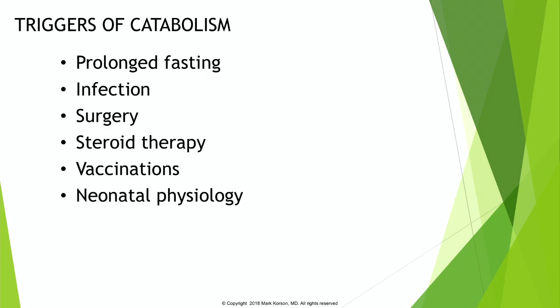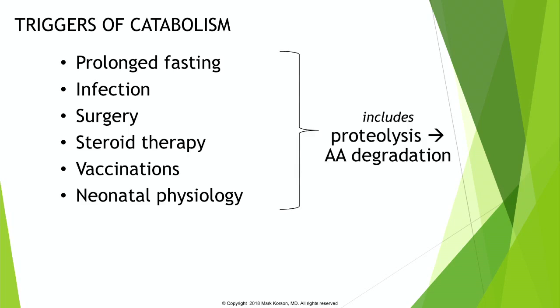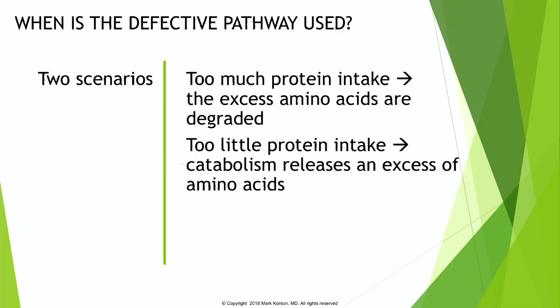Vaccinations, again, rev up the immune system, and there's often fever associated with it. And basic neonatal physiology. All newborns lose weight in the first week. They are, by definition, catabolic. So in all of these situations, the body breaks down protein in order to redistribute those amino acids, and does not do so in a regulated way. The body uses what it needs, and the rest goes to the urea cycle. If you have a problem in the urea cycle, it'll be problematic. So two scenarios when the defective urea cycle pathway is used.